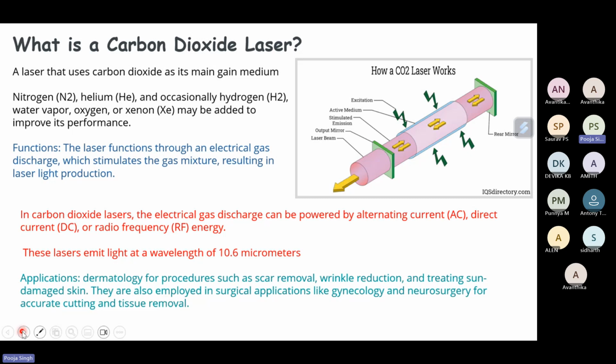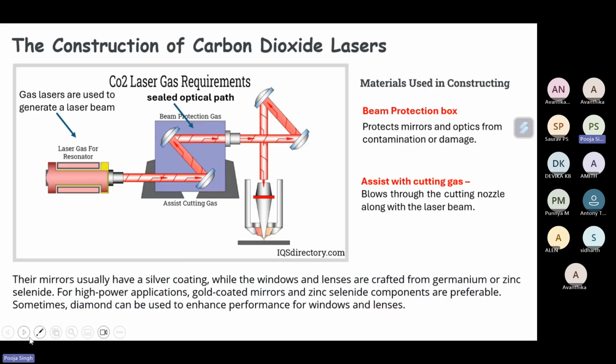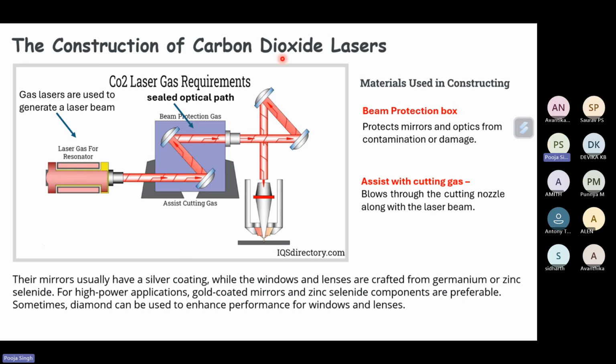Okay. So what is the working principle of this CO2 laser? So this is the construction of your CO2 laser. You can see here the gas laser basically inserted to generate the laser beam, the laser gas for the generator. And here you will have a pumping source which is connected. Okay. So here it is just the construction. Inside this, we will see in the next slide.